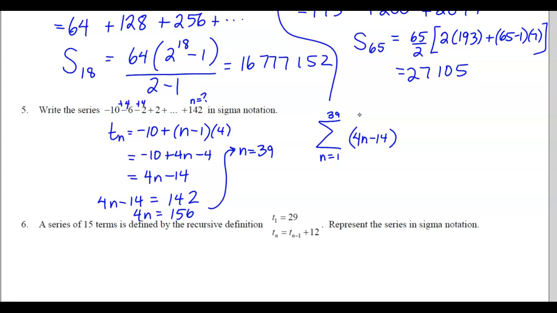And then always, you can check back, right? When you put 1 in, do you get negative 10? Yep. When you put 39 in, do you get 142? Well, you would get 156 minus 14 is 142. All right, so you go back and check.